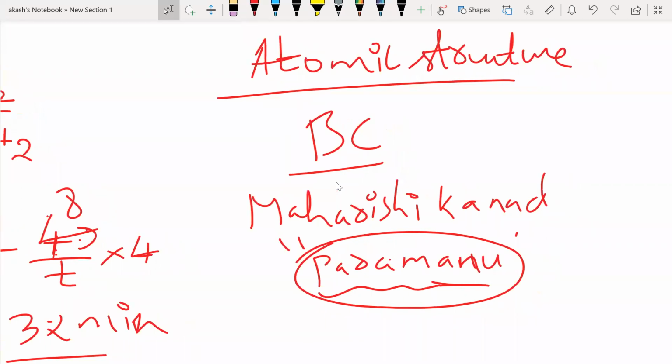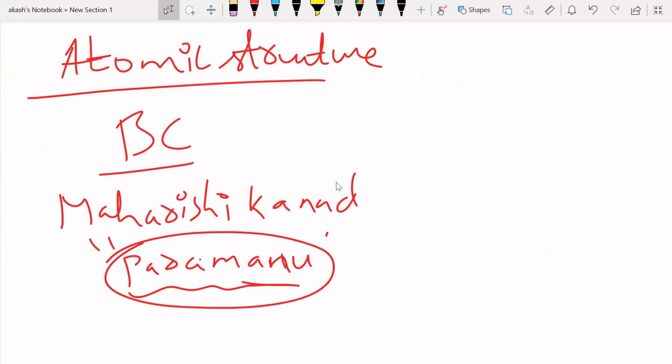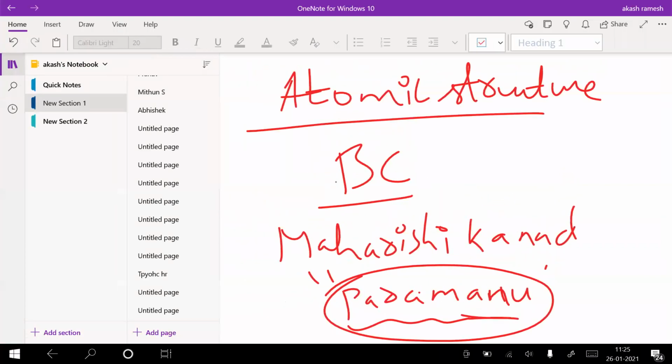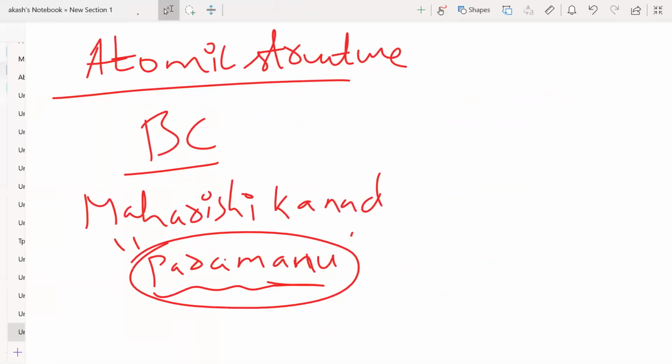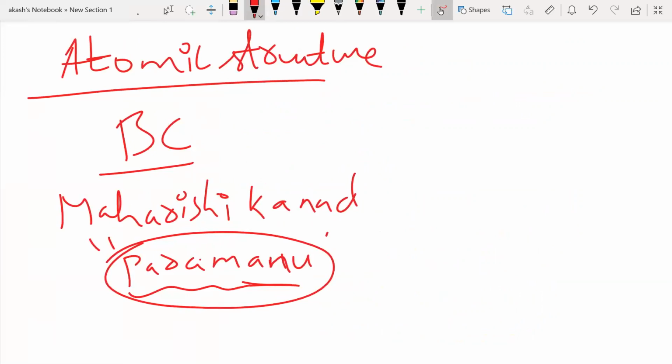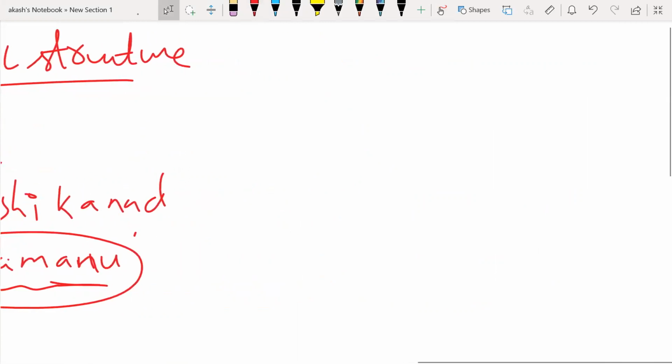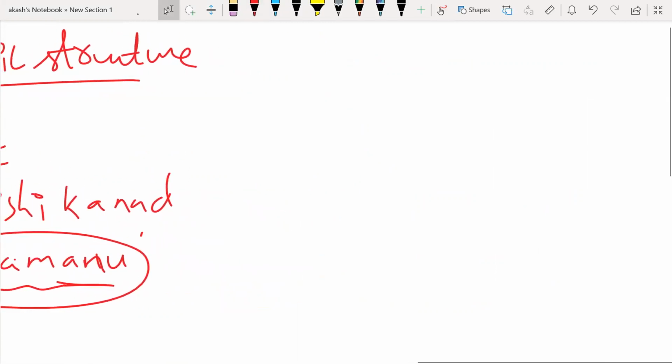So first we'll start with, one second, guys. Yeah, so we'll start with Thomson. We'll see what he did, how he conducted the cathode ray experiment and how he found out the existence of electrons. So I'm just going to give you the experimental setup.